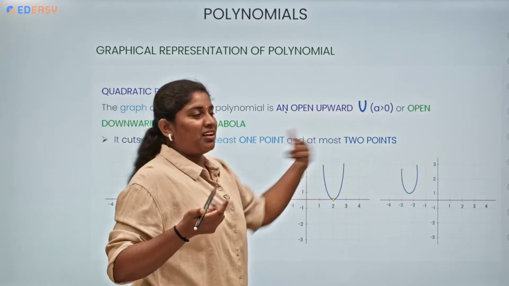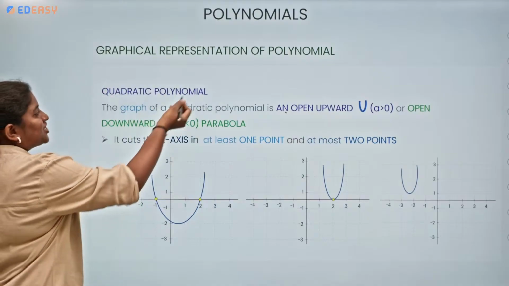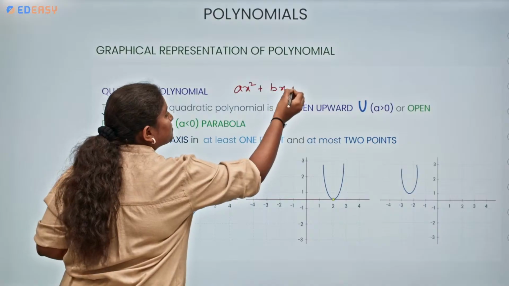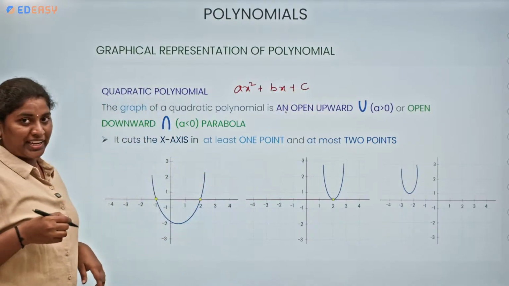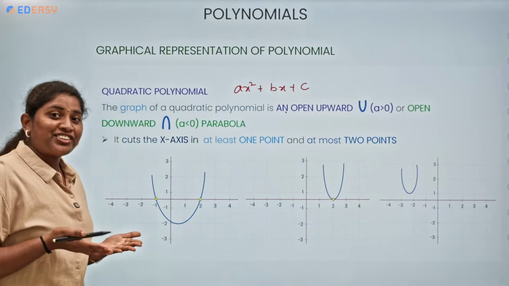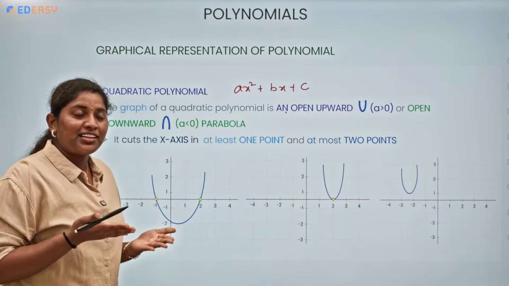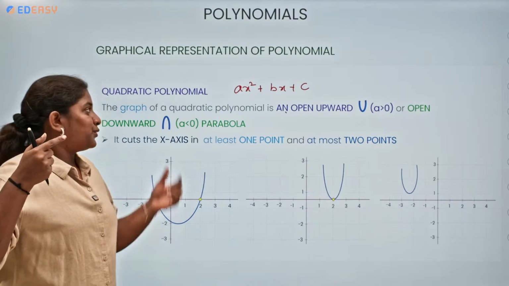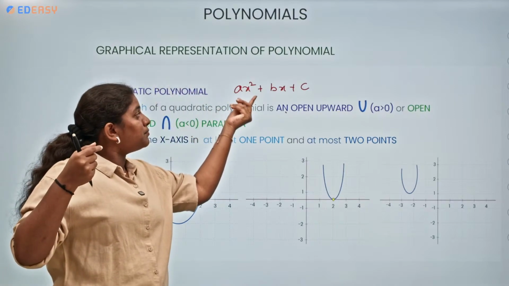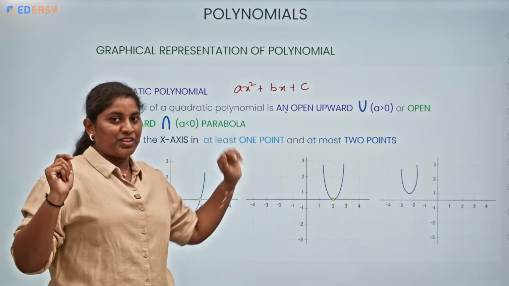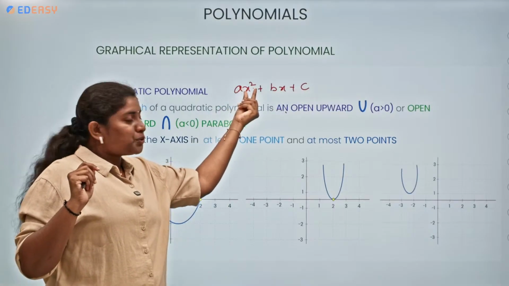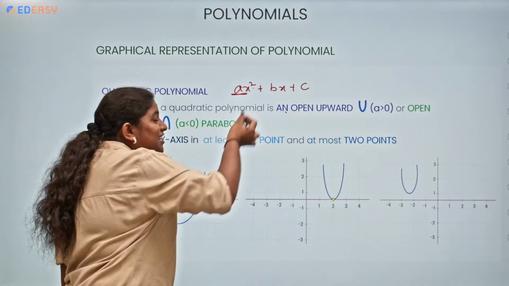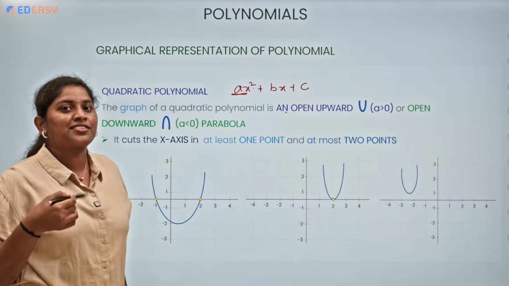What is this a? It is nothing but general form of quadratic polynomial will become ax square plus bx plus c. Fine. Why I am taking the general form means you need to think that okay, quadratic polynomial means I am having the degree 2. So general form will become ax square plus bx plus c, where I am having the degree 2, right? Now what is this a? A is nothing but coefficient of x square.